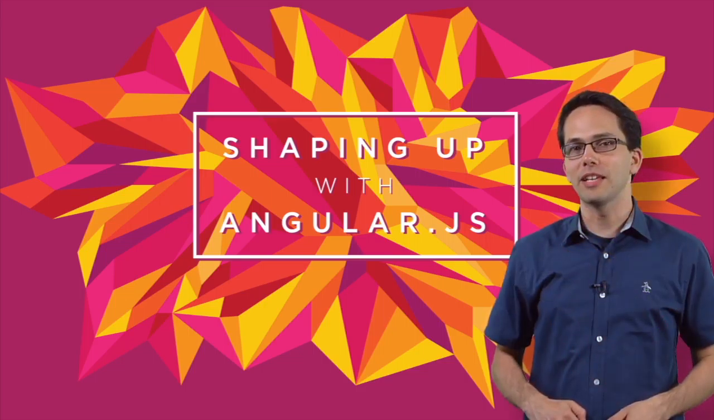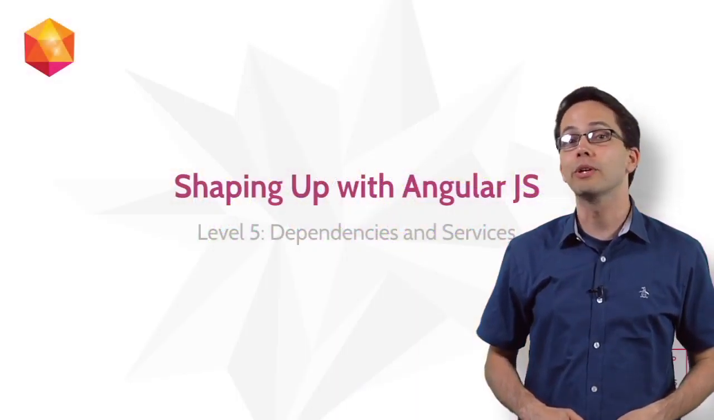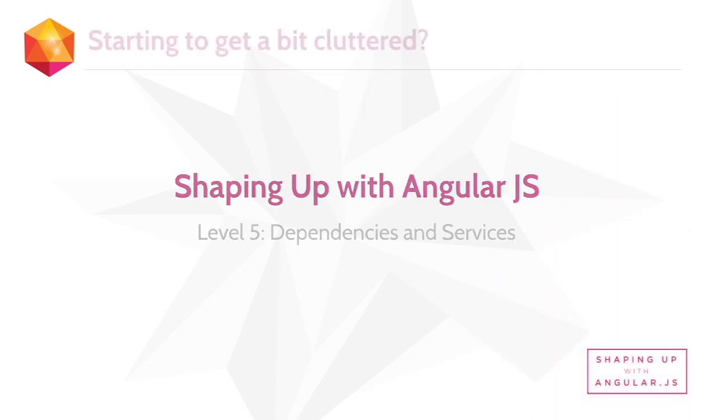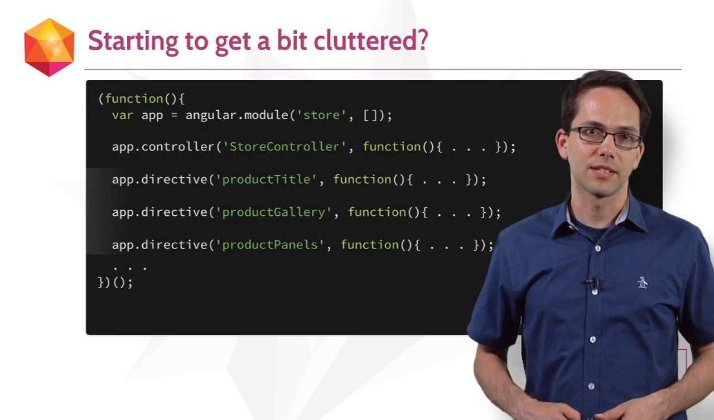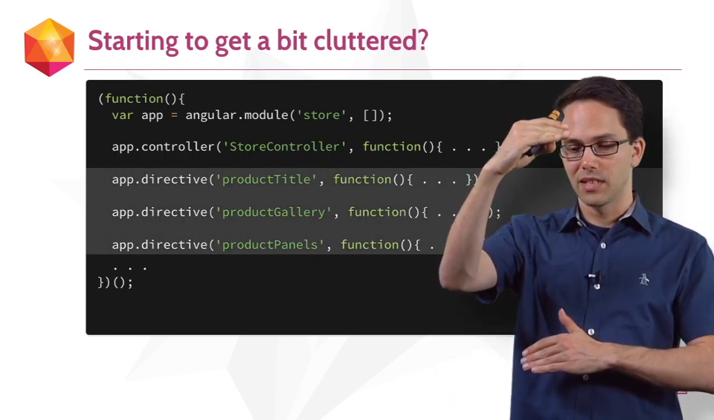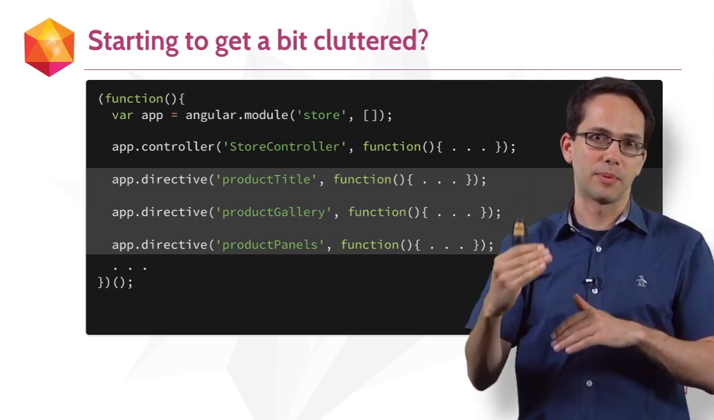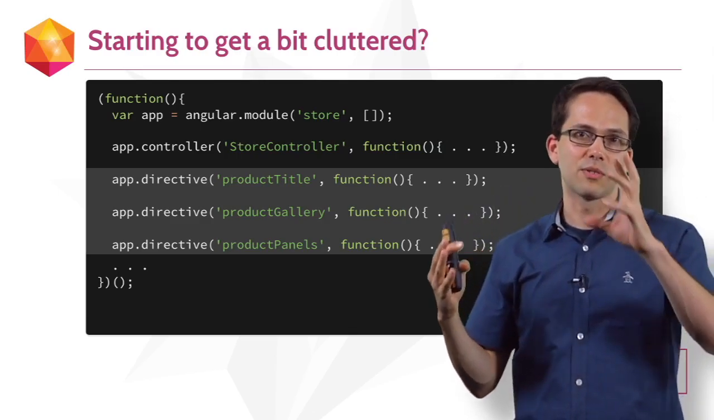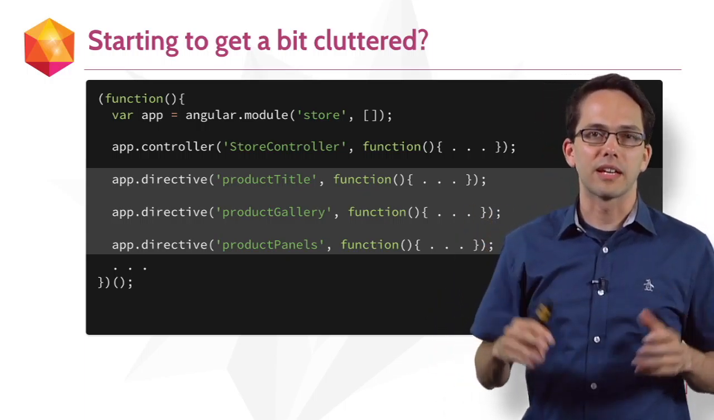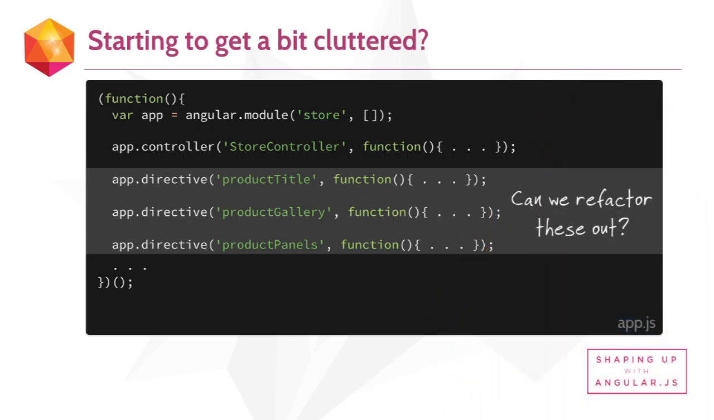You're watching Shaping Up with Angular, and this is level 5, where we're going to be talking about dependencies and services. Back in our app.js, our application is starting to get pretty long. And well, we've got a lot of different things happening. Directives that are concerned with one thing are mingling with other directives, and we need a way to organize this code. To do that, we're going to start isolating some of our code in their own modules.